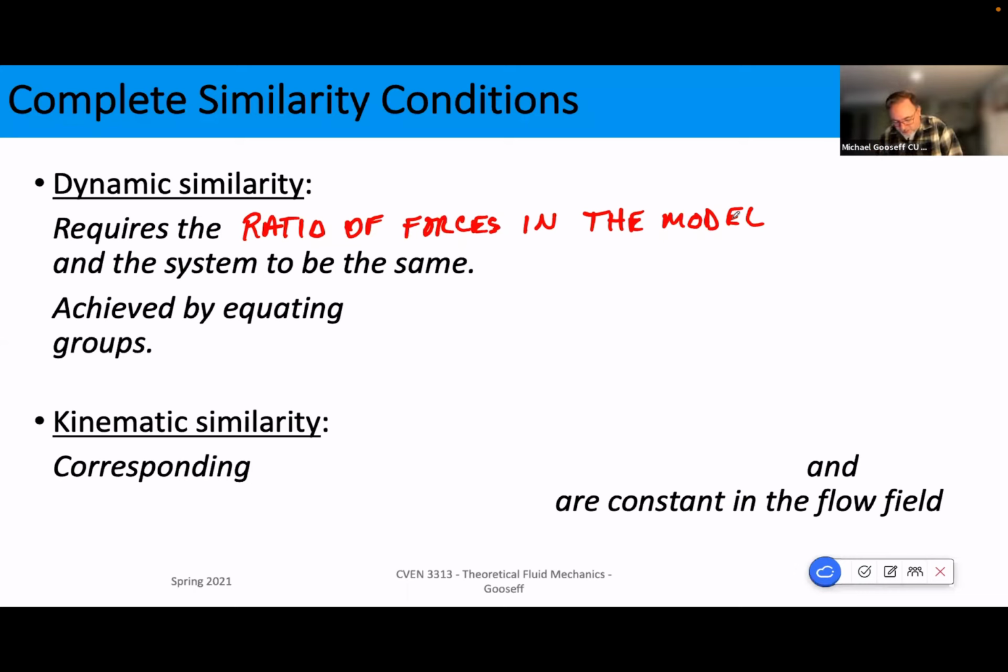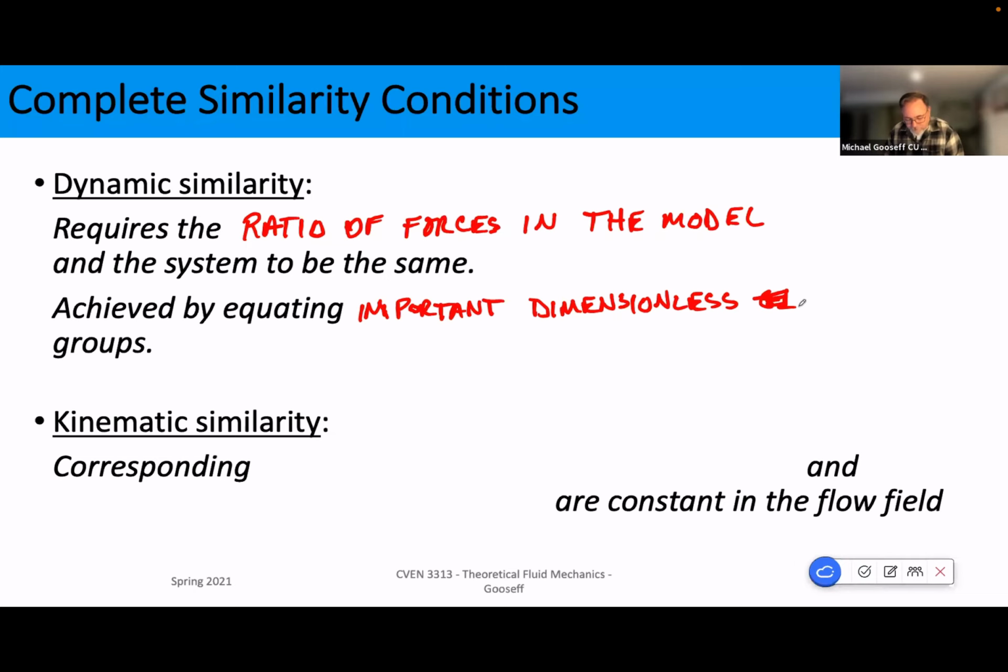This is achieved by equating important dimensionless groups. So in other words, this is thinking about the Reynolds number, the Froude number, the Mach number, those kinds of dimensionless groups that are already defined.